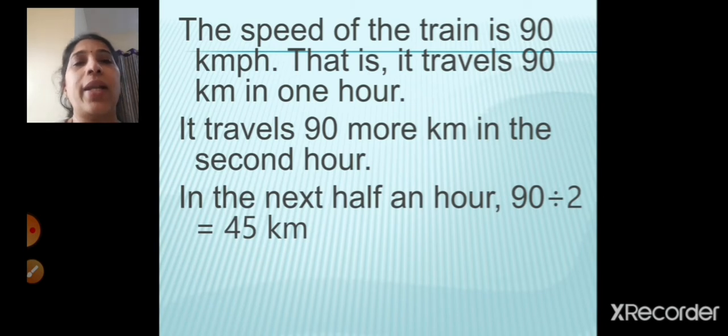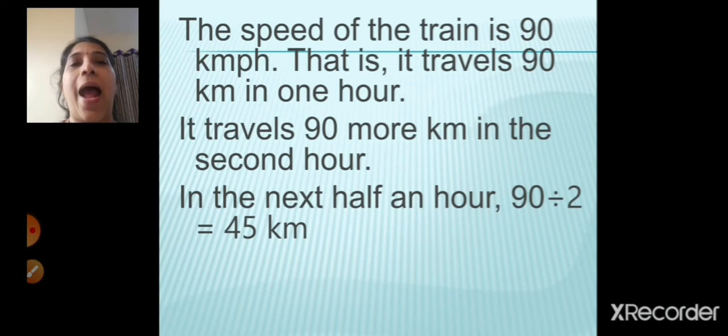So when you divide 90 by 2, you get the answer as 45 km. Right? Half of 90 is 45. So in 1 hour it is 90 km. In the second hour again it is 90 km. And for that half hour you are going to divide 90 by 2. Right? So you get 45 km.